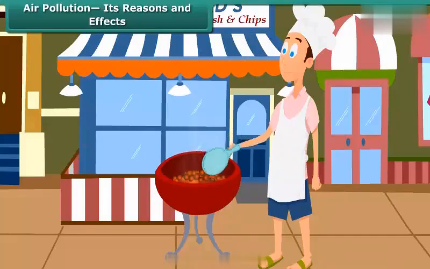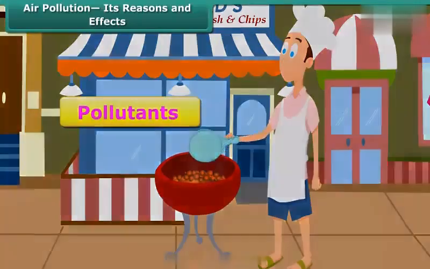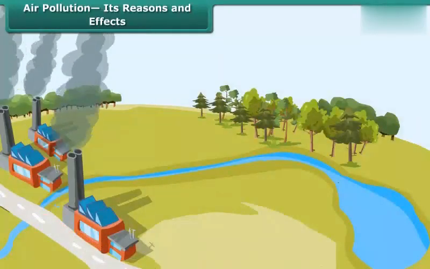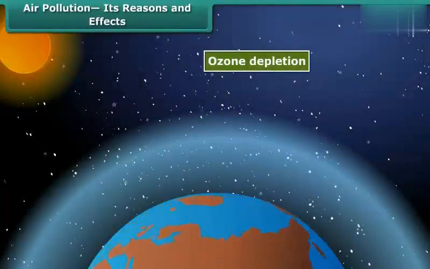The substances that cause air pollution are called pollutants. Mainly, air pollutants are the gases discharged from industry and motor vehicles. Air pollution also creates global problems such as ozone depletion by the gas like chlorofluorocarbon and global warming by carbon dioxide.